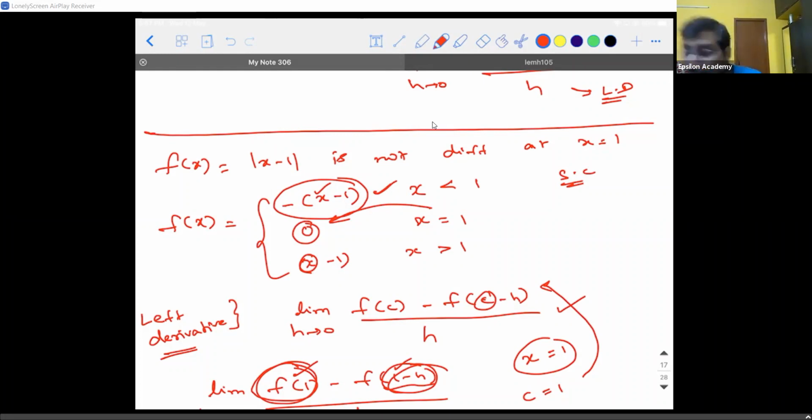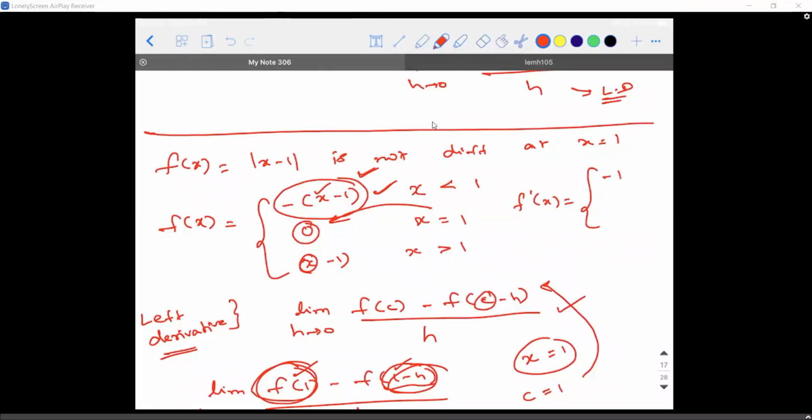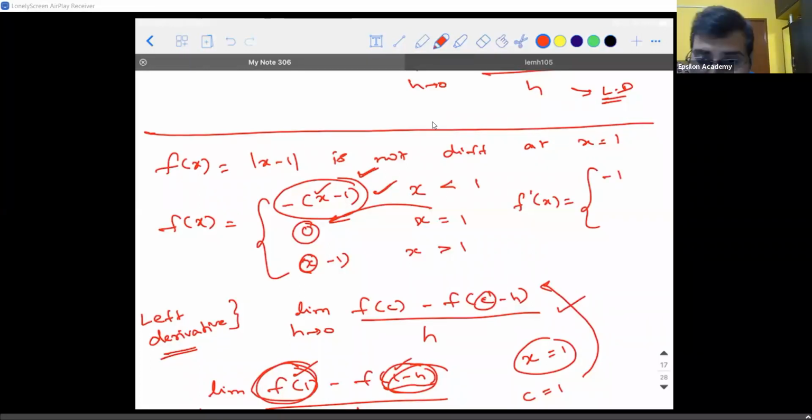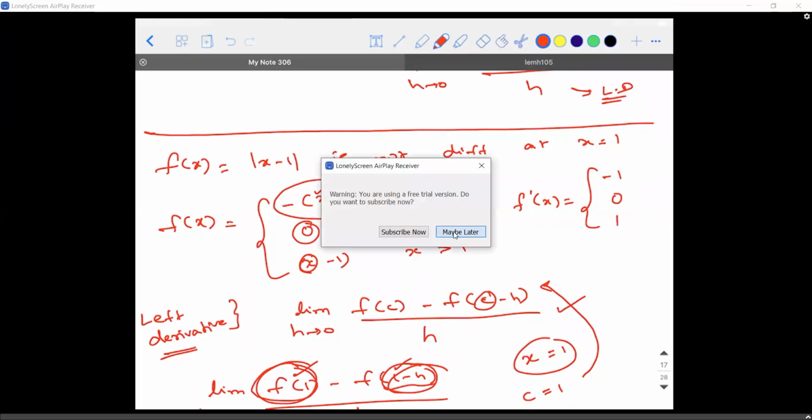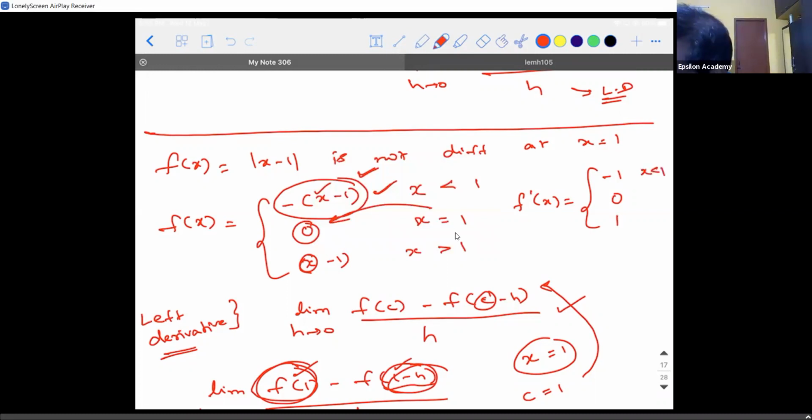For differentiation, for derivative, what we can do is, if f of x is this value, f dash of x is how much? Differentiate this separately. Minus of x minus 1, what is the derivative? Minus 1. Derivative of 0 is 0. Derivative of x minus 1 is 1. Now listen to this carefully. This is when x is less than 1, this is when x is equal to 1, and this is x greater than 1. So for the left derivative, you should get minus 1.